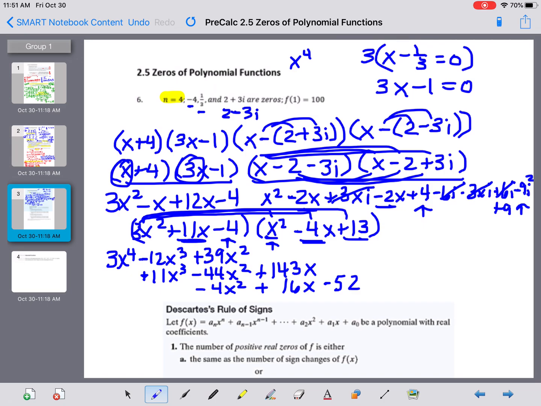Okay, so what does that come out to when I join my like terms? So f of x right now, and remember I'm going to leave this as f because I'm not sure. So far I have a 3x to the 4th, a negative, right? Negative 12 plus 11 makes negative x cubed. My x squareds, I have 39 minus 44 is negative 5, minus 4 is negative 9x squared. 143x and 16 makes 159x.